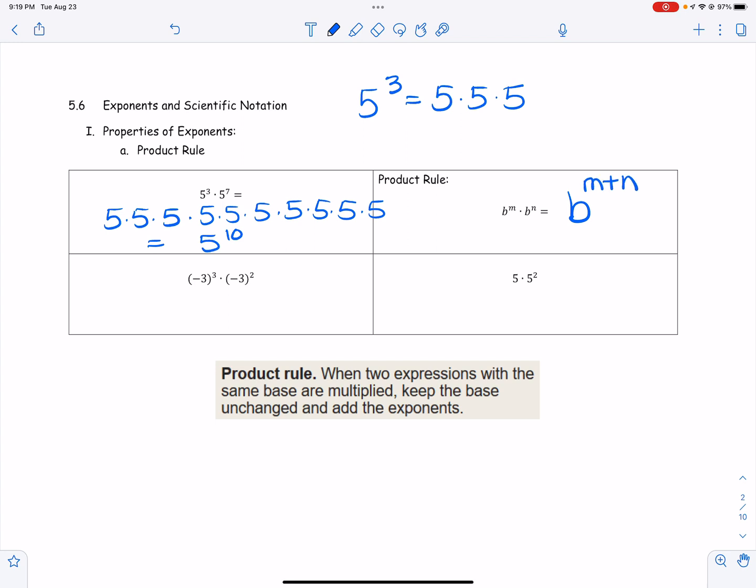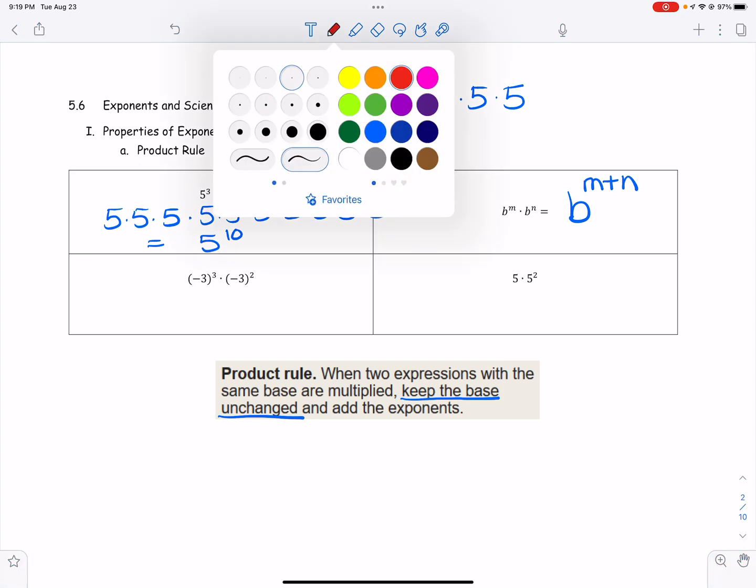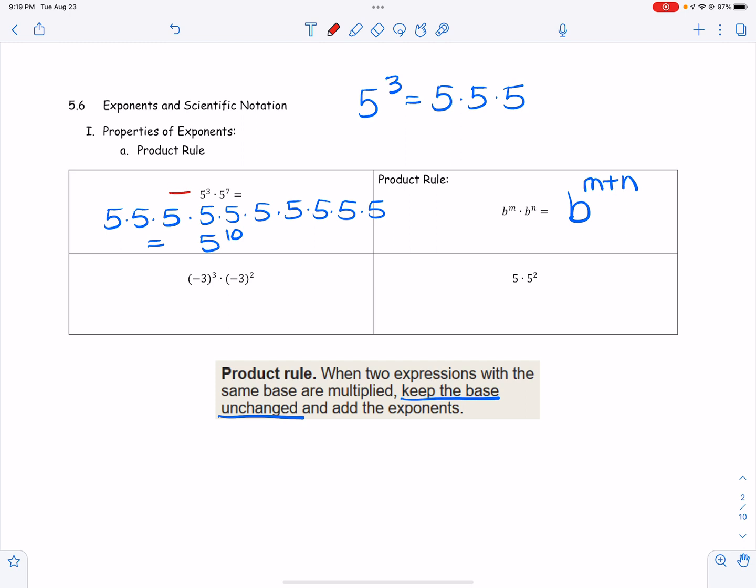What I want you to make sure is that the base never changes. You do not multiply 5 times 5 and make that 25. So do not do this and then add the exponents. Those are not equal. You write the base and add the exponents. And I like to draw like a little line since I'm moving laterally and add those exponents.